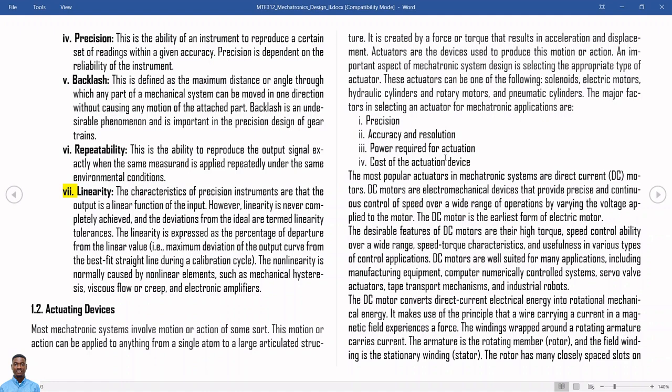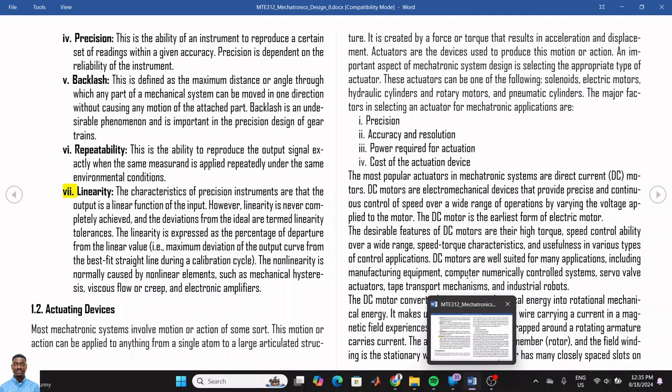And the most popular actuator that you can have in mechatronic system is a DC motor, which is direct current motor. And also the DC motor actuators predate the AC motors. They are the first kind of actuators that are being used in system designs. So DC motors are electromechanical. They have the electrical side and the mechanical side. So the electromechanical devices that provide precise and continuous control of speed over a wide range of operations by just varying the voltage applied to the motor.